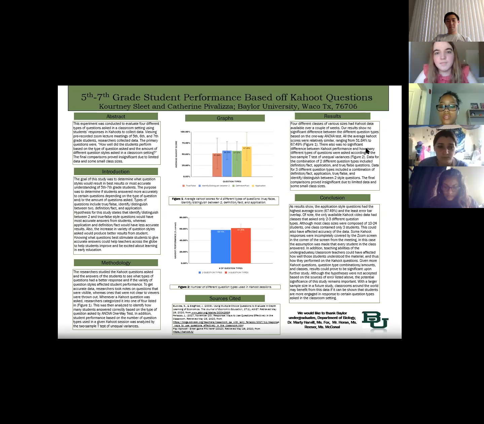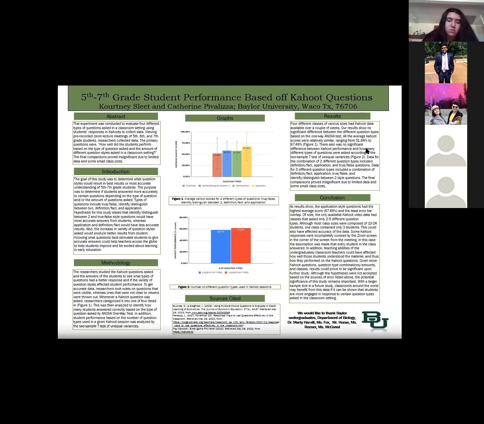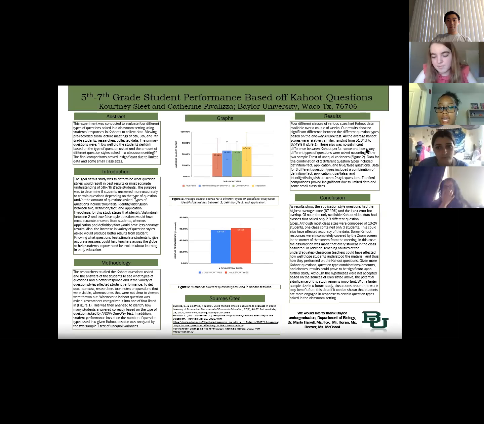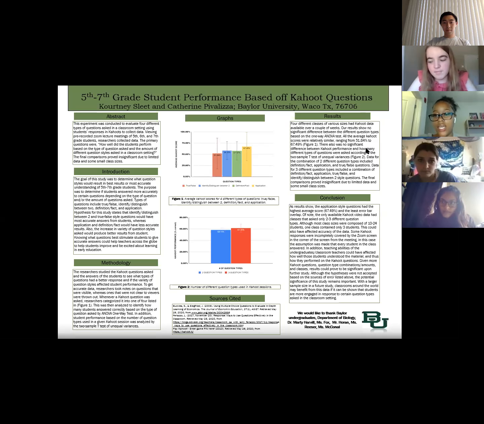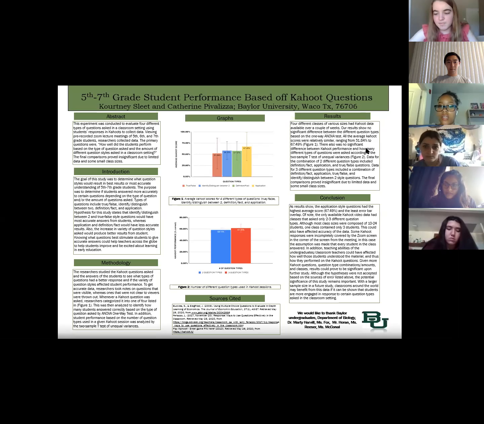So we compared 2 different Kahoots. Say one of them had 2 question types, true and false and application, compared to a Kahoot session that had 3 question types, such as definition, identify, and true or false. We compared those 2 Kahoot sessions to see if students perform better or worse, depending on the amount of questions. We looked at pre-recorded Zoom lectures from previous years in Waco to get our data.